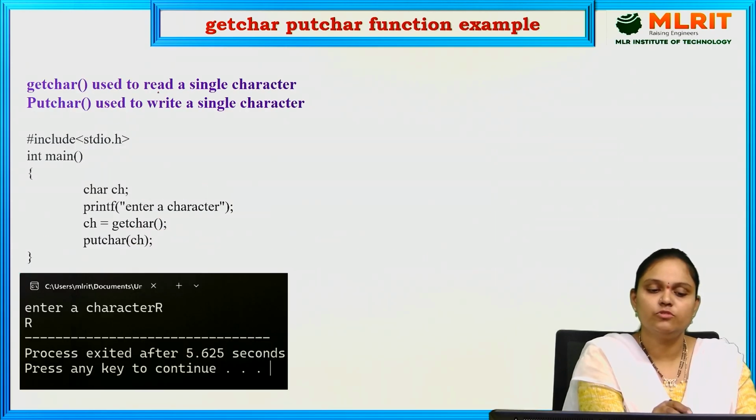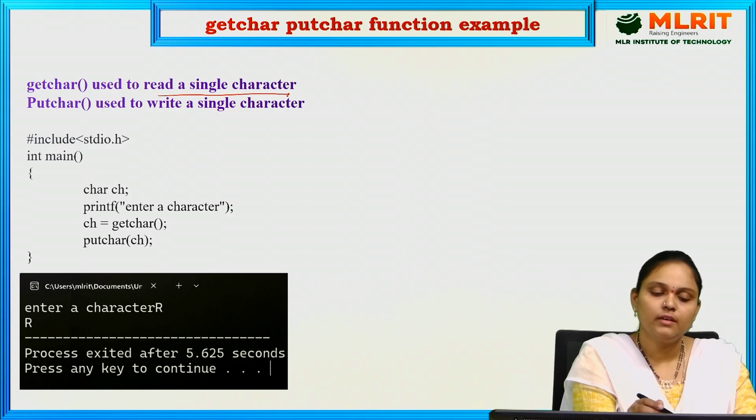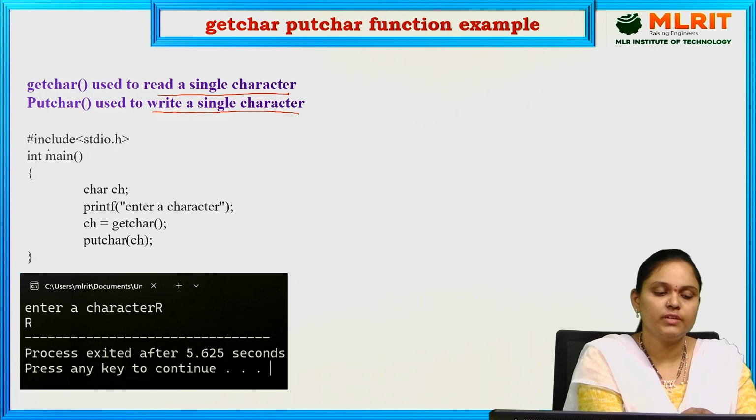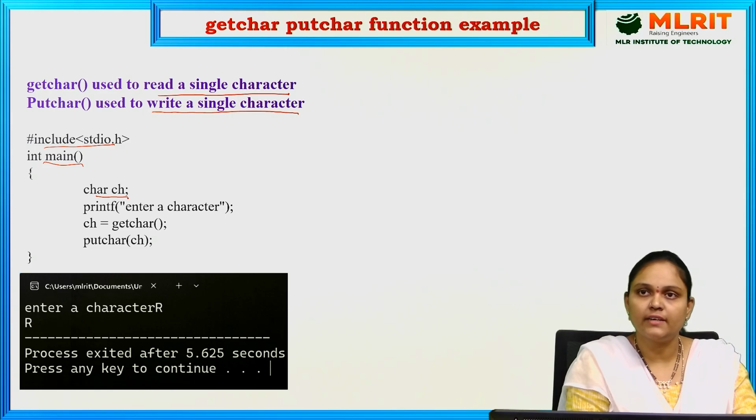getchar is used to read a single character, and putchar is used to write a single character. So here, coming to one example program, we are taking header files, and next is a main function, and one character variable we have declared.